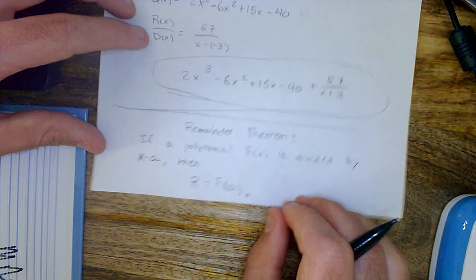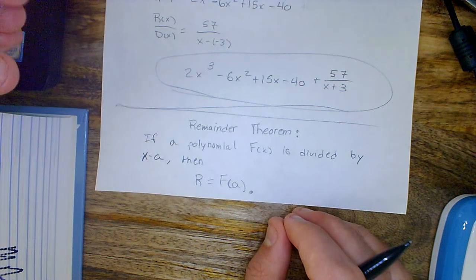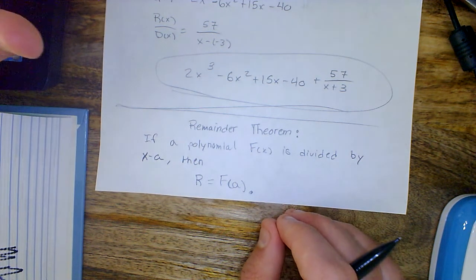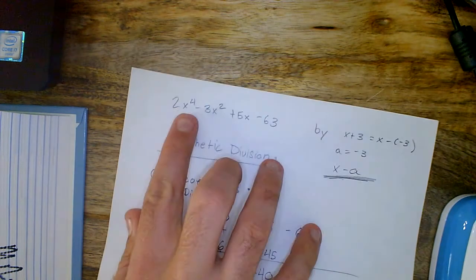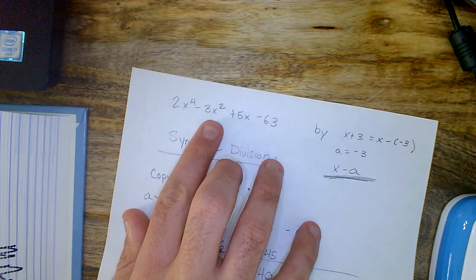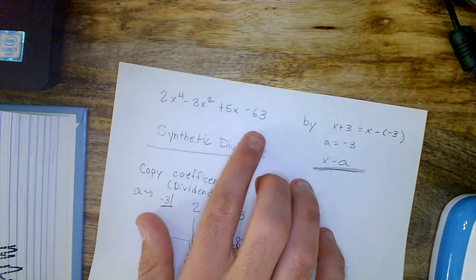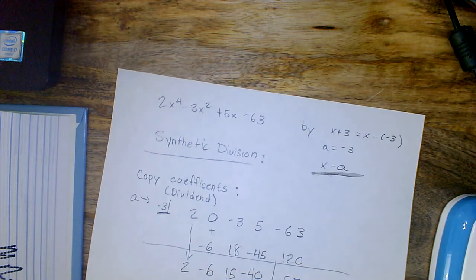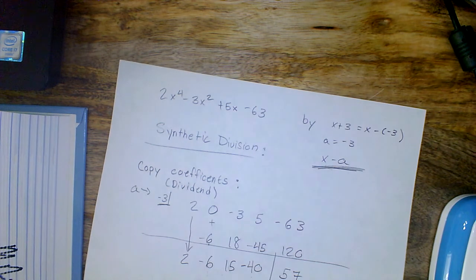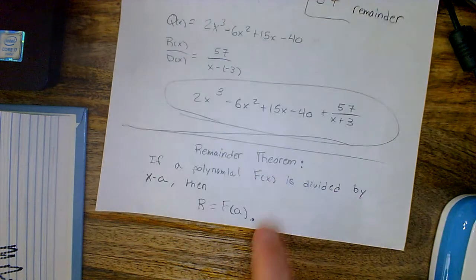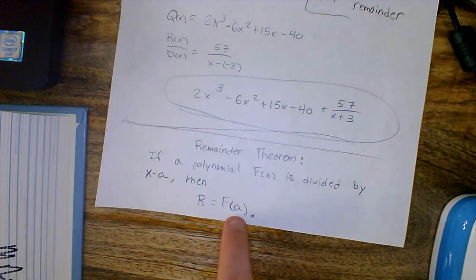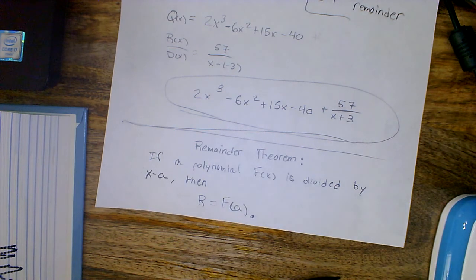So if you think about this for a couple minutes, you can figure out what the remainder is of a polynomial without doing any of the division. So if someone just is going to ask you, if I divided 2x to the fourth minus 3x squared plus 5x minus 63 by x plus 3, what would my remainder term be? Well, you could just say, oh, I know how to figure that out with the remainder theorem. I could just plug a into the polynomial rather than dividing it.